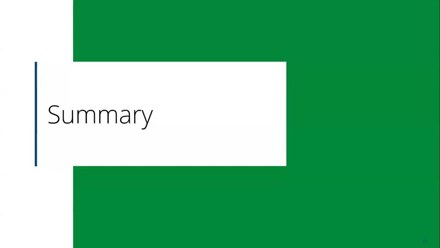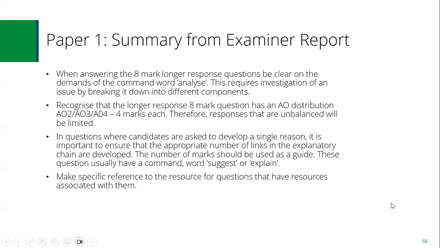Okay. So having done that, a summary from the examiner's report from paper 1: when answering 8-mark longer response questions, be clear on the demands of the command word analyze. It requires investigation of issues by breaking it down into its different components and recognizing them and evidencing them. Recognize that these questions have an AO distribution. They're not just all AO2, so you've got to develop AO3 and AO4, and these are 4 marks each. Therefore, responses that are unbalanced will always be limited and not be able to access those higher marks.